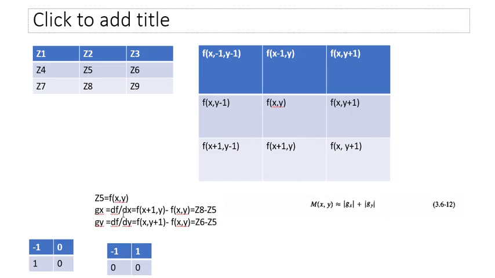Gx is equal to dou f divided by dou x, which is equal to f of x plus 1 comma y minus f of x comma y. That simply implies z8 minus z5, whereas gy is equal to dou f divided by dou y, which is equal to f of x comma y plus 1 minus f of x comma y, that is z6 minus z5. So the magnitude is obtained by the square root of gx square plus gy square.